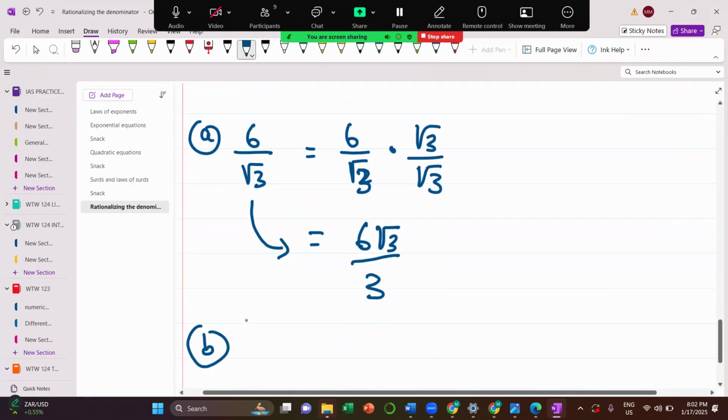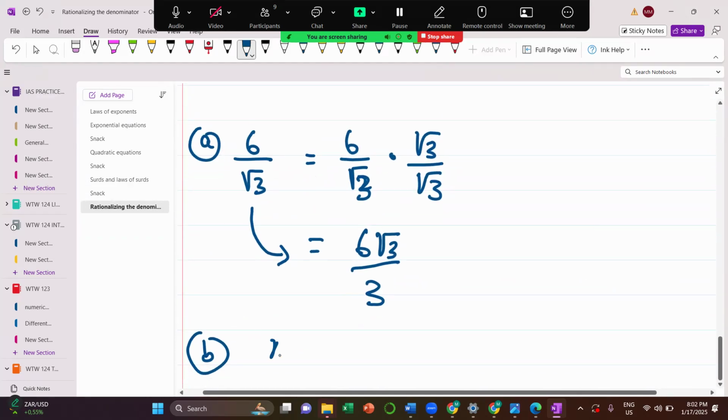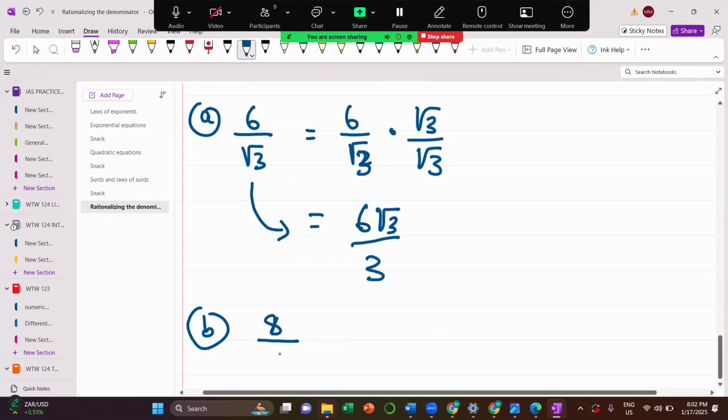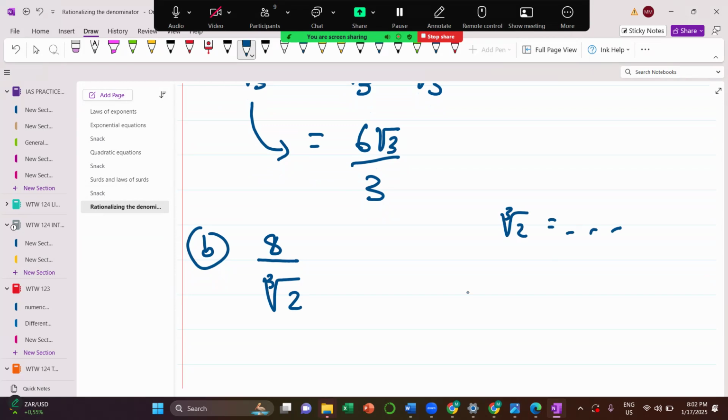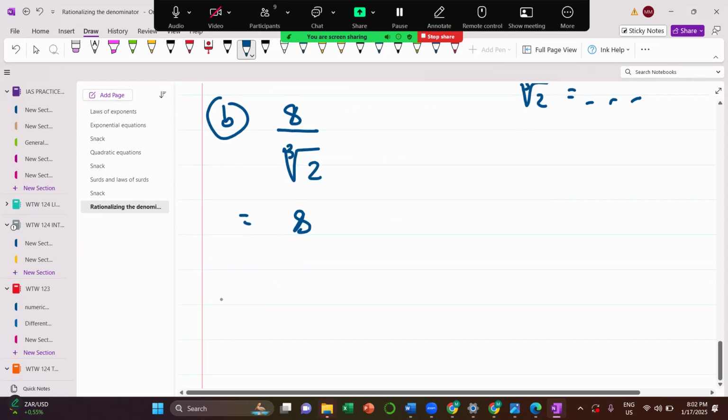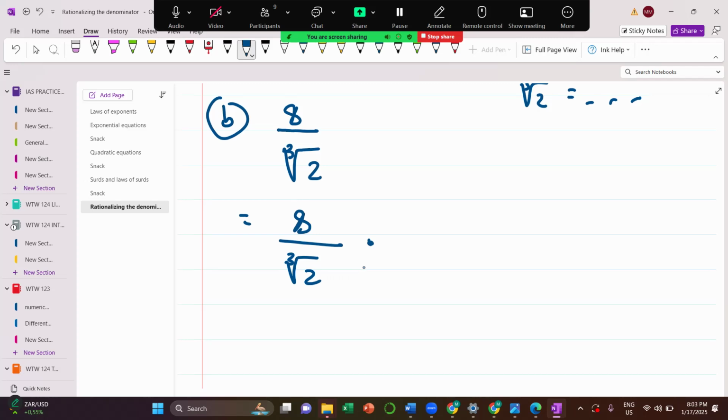What is letter B? It's 8 all over cube root of 2. I know that this cube root of 2 is irrational. Cube root of 2 is an irrational number; from your calculator it's going to give you decimals. So you want to rationalize it. So I'm going to write 8 over cube root of 2 times what? Cube root of 2 over cube root of 2.